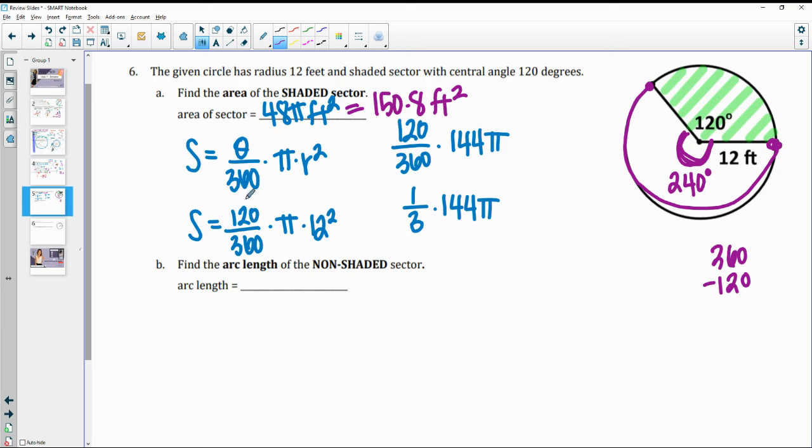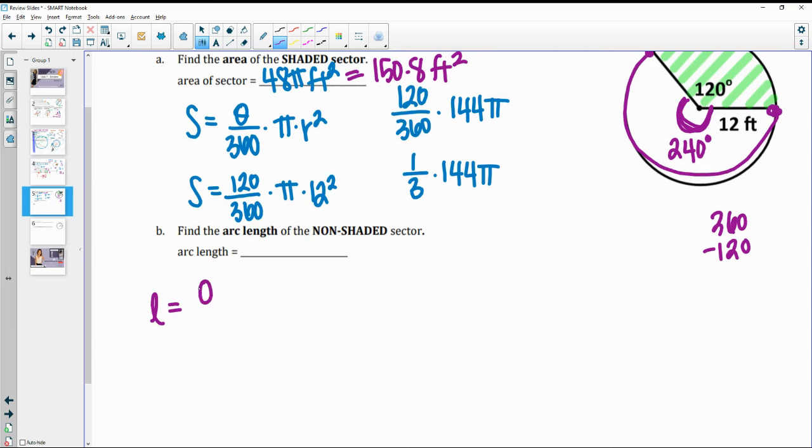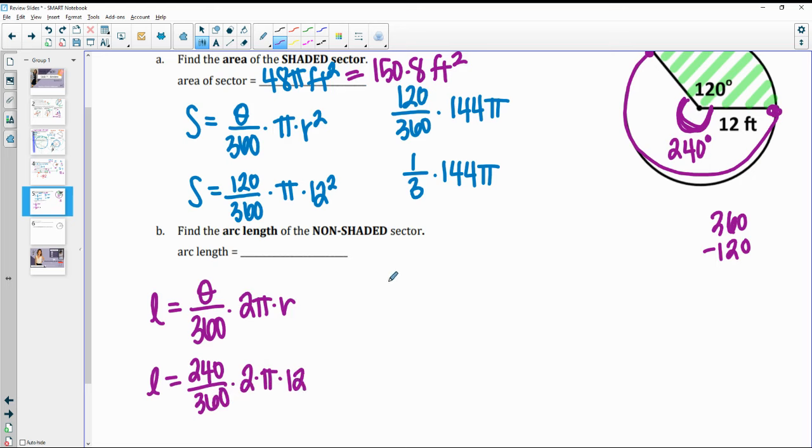And then arc length is a part of the circumference. So when we do arc length in degrees, we're still going to do the central angle over 360, but now we're multiplying by the circumference formula, 2 times pi times r. So in this case, it would be 240 over 360 times 2 times pi times 12. And 240 over 360 is really 2/3 if we simplify it. And then 2 times 12 is 24 with pi.